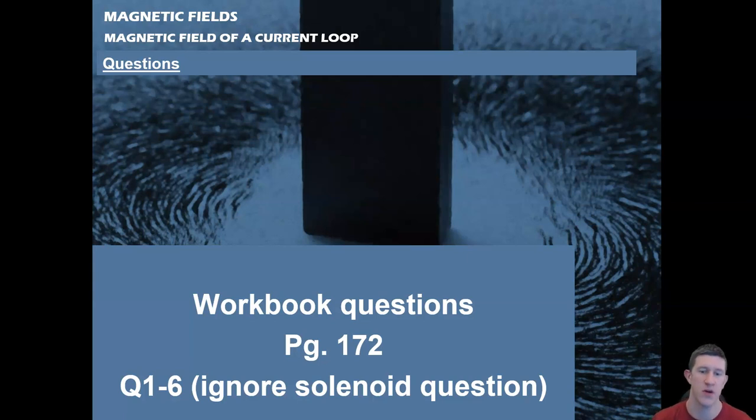From here, have a look at the workbook questions. Page 172 is the start of this, and there is question 1 to 6, which are relevant to these magnetic field lines and drawing the magnetic fields of a current loop. Ignore the solenoid question, as we'll cover that in the next lesson.